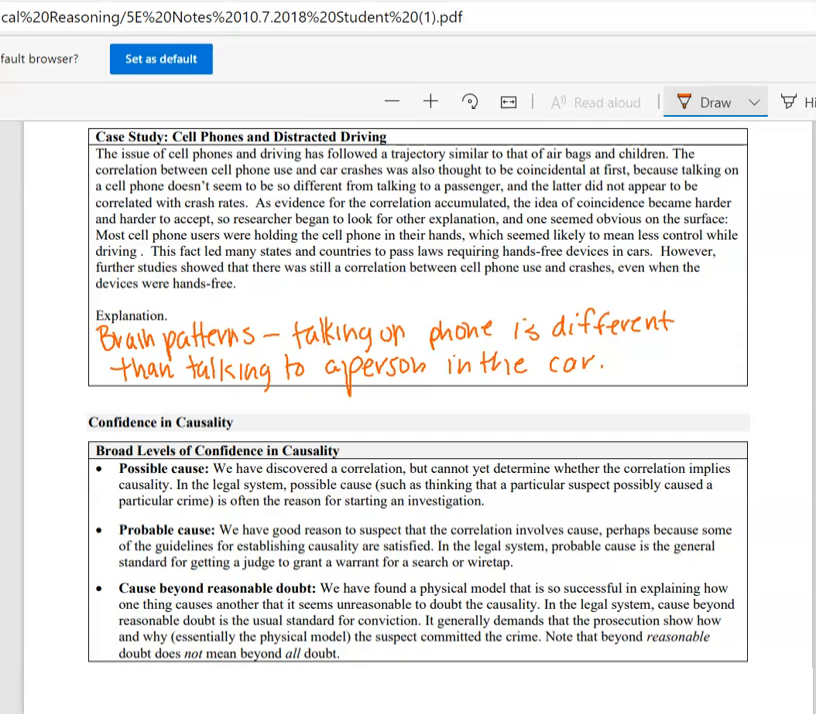Cause beyond reasonable doubt: we have found a physical model that is so successful in explaining how one thing causes another that it seems unreasonable to doubt the causality. In the legal system, cause beyond a reasonable doubt is the usual standard for conviction. It generally demands that the prosecution show how and why, essentially the physical model, the suspect committed the crime. Note that beyond reasonable doubt does not mean beyond all doubt.